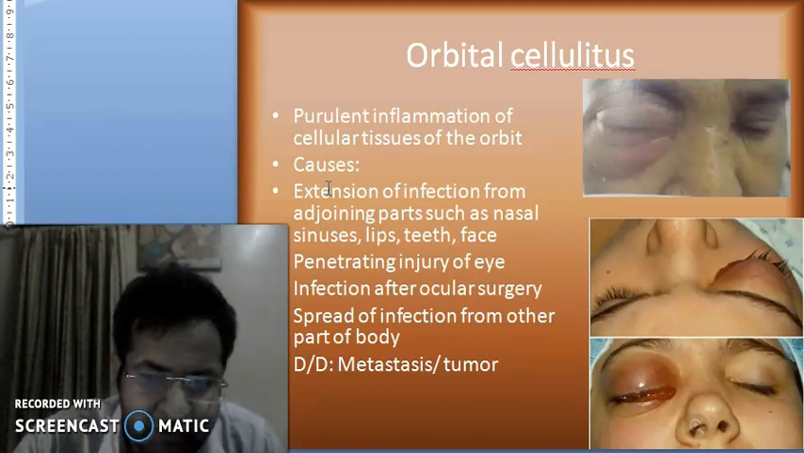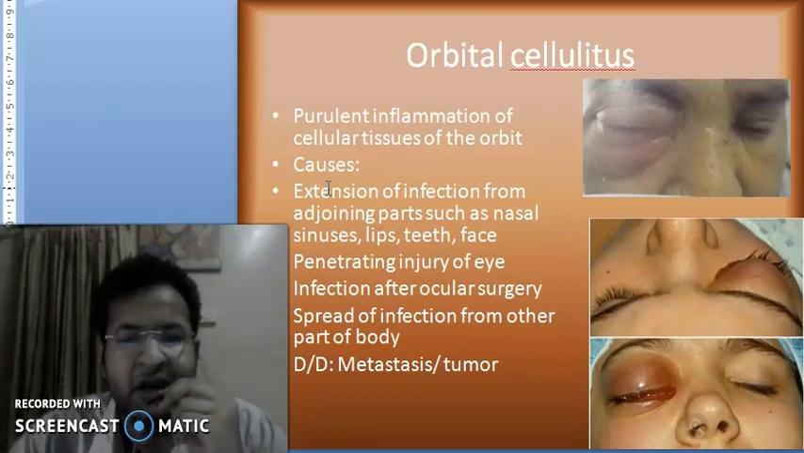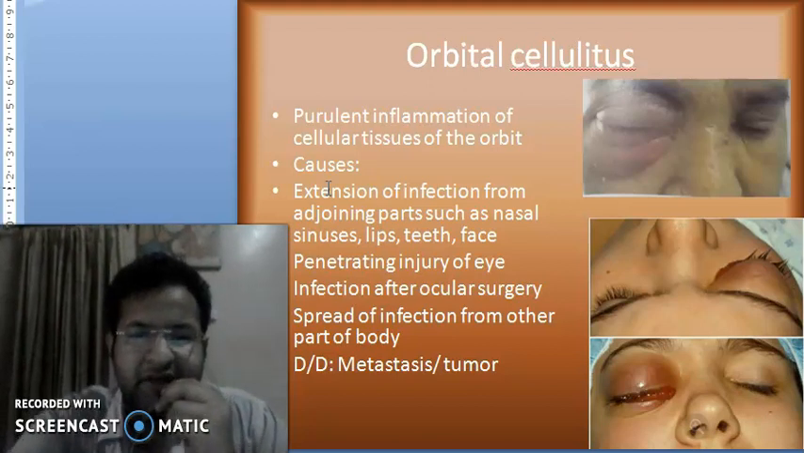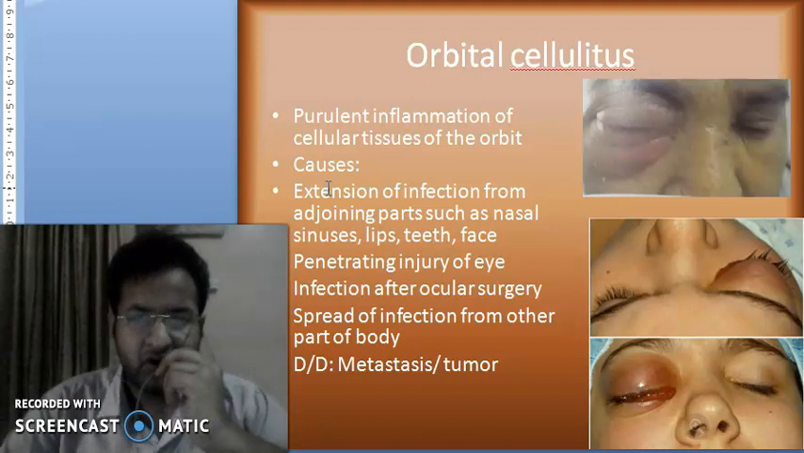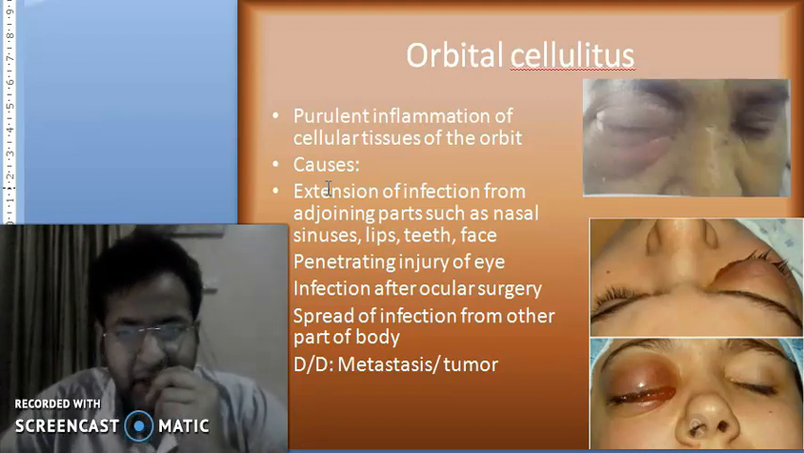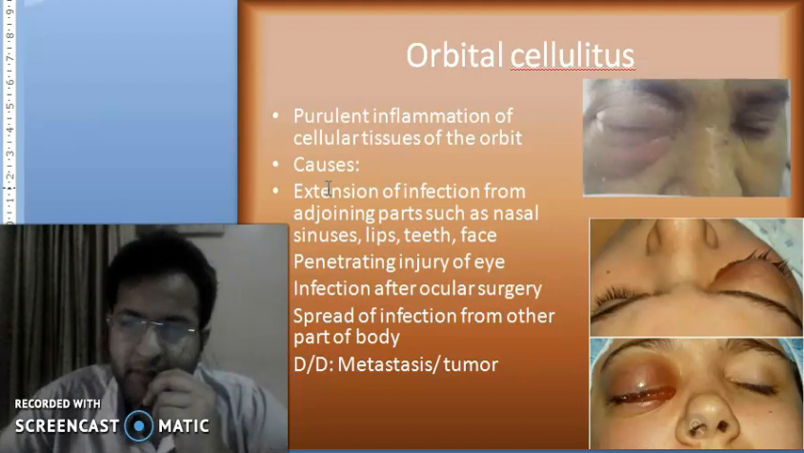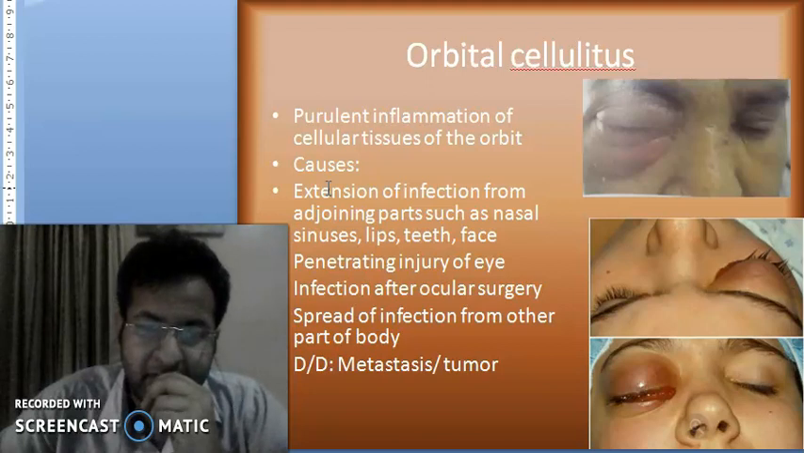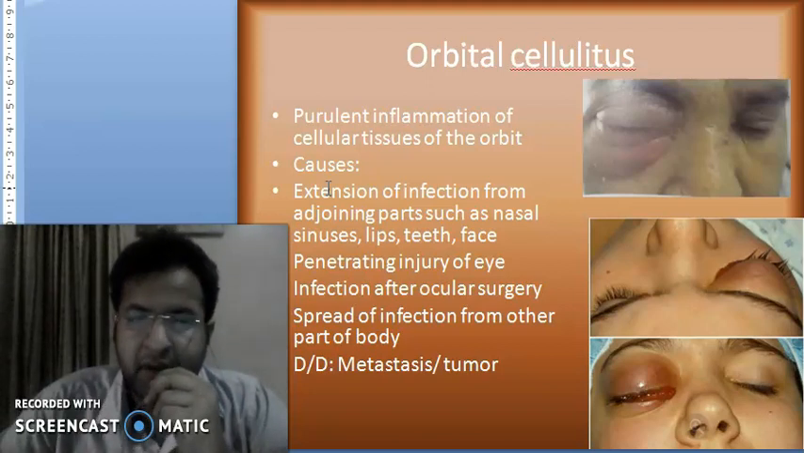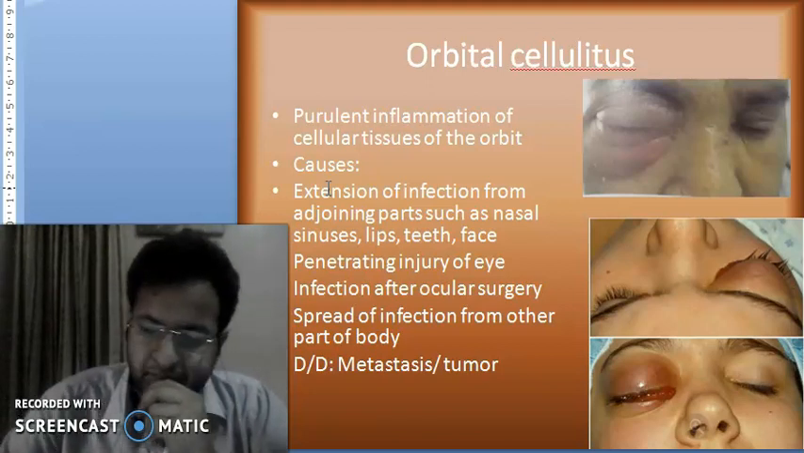infection from the adjoining parts such as the nasal sinuses, lips, teeth, face, penetrating injury of the eye, infection after ocular surgery, spread of infection from other parts of the body, and a common differential to orbital cellulitis is metastasis of tumor, especially in patients having a systemic or non-Hodgkin's lymphoma.